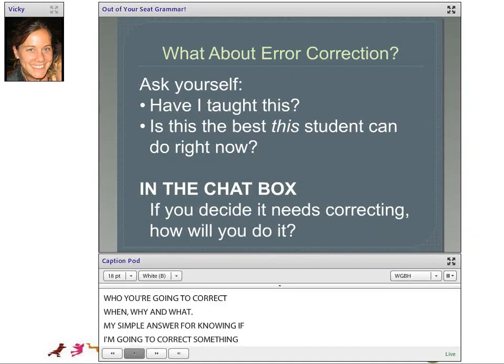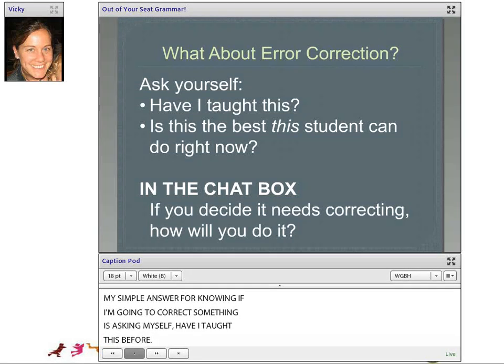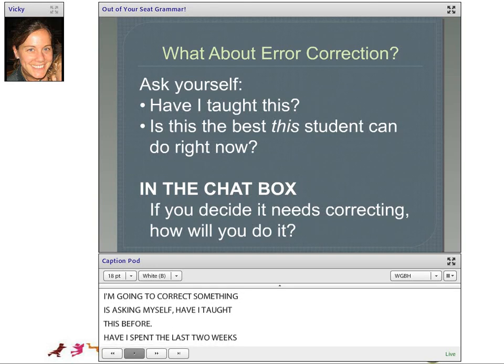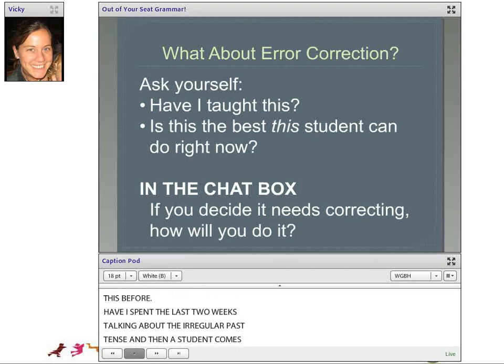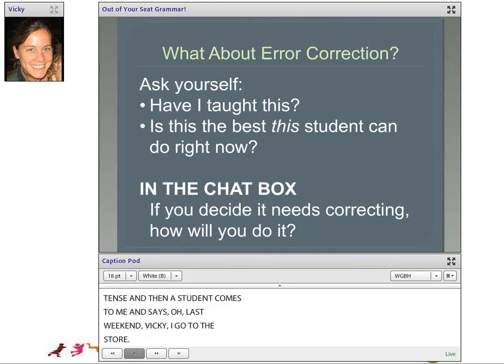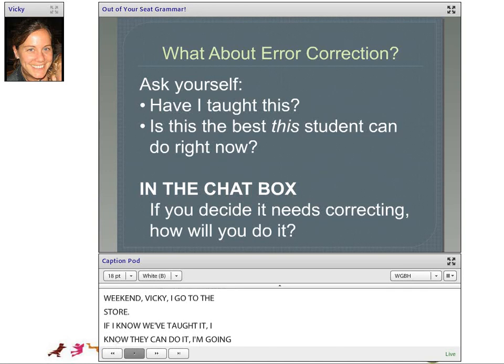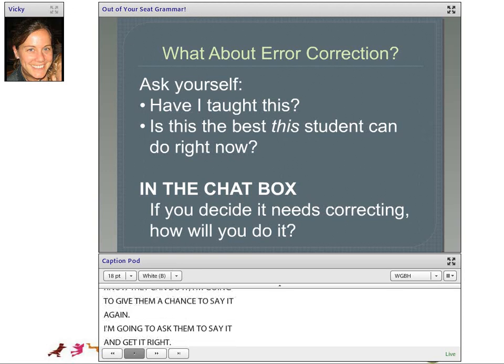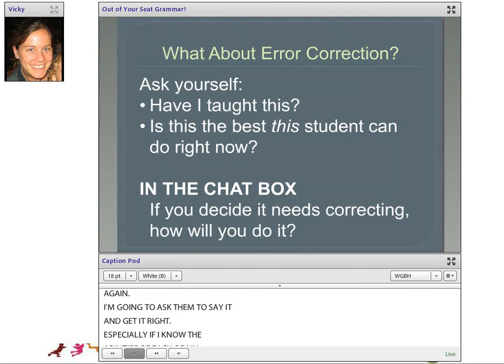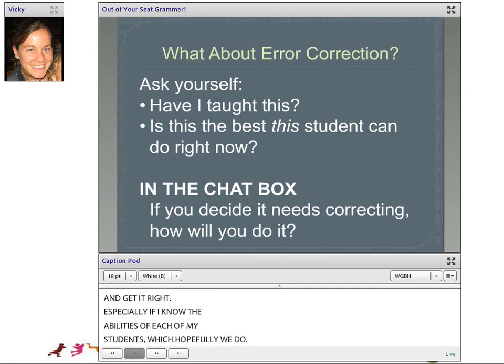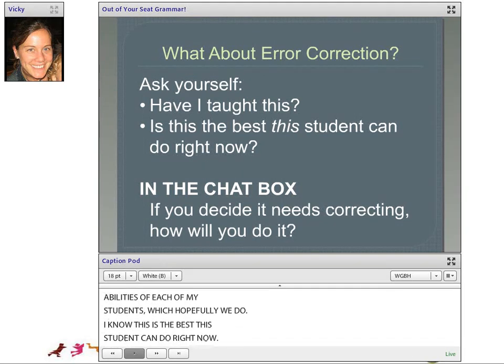Have I spent the last 2 weeks talking about the irregular past tense, and then a student comes to me and says, oh, last weekend, Vicki, I go to the store. If I know we've taught it, I know they can do it, then I'm going to give them a chance to say it again. I'm going to ask them to try again and try to get it right. Especially if I know the abilities of each of my students, which hopefully we do. I know if this is the best this student can do right now. And if it's not, and I have taught it, that's when I'm going to make a correction.